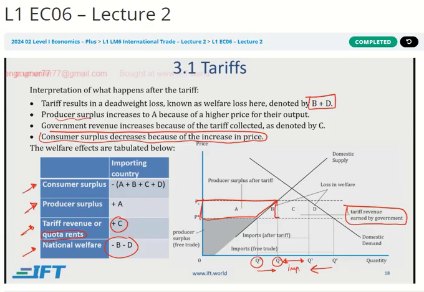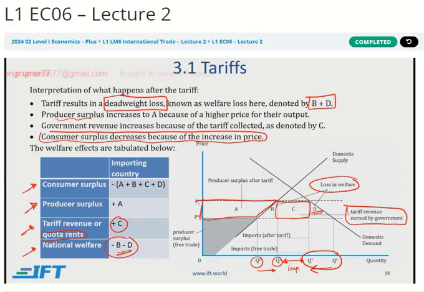C is also not a national loss, because even though the consumers are paying higher, that money is going to the government. However, B and D are going to be a loss in national welfare, or what we will call dead weight loss, because this business D is just not done. It could have been done. People could have bought these cars at 100, but they are not going to be able to. So all these people, they are not able to buy cars.